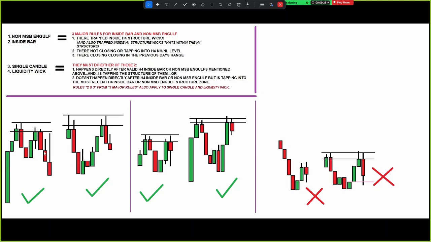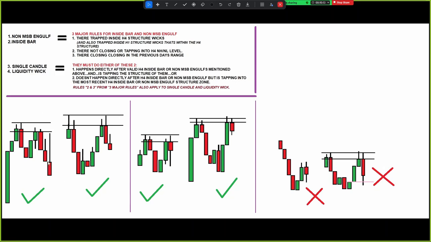Let's look at this single candle here, okay? This is a bearish single candle. It is directly after this non-MSB engulf, and the non-MSB engulf has to tie into all these rules. Essentially, your single candle has to tap into a non-MSB engulf or inside bar that is valid. So this tapped into this non-MSB engulf zone, structure area, and the non-MSB engulf is valid because it's coming off this and it's not tapping into any level that's a new high, okay? So you can take sells after this single candle, okay?